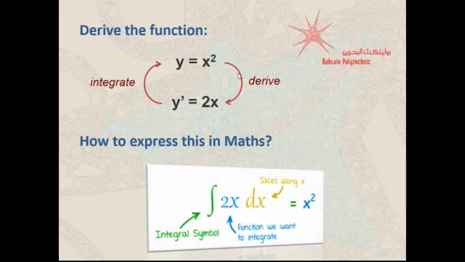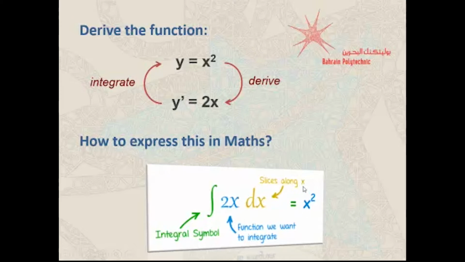I use the elongated S. So this is the symbol of integral. The integral of this is the function that I want to integrate, which is actually the derivative, and I want to figure out what is the original function that if I derive, I get this. And this is in terms of x, so dx. This is going to give you the value. So here I've got 2x. If I integrate it, I get the original function, which is x squared.